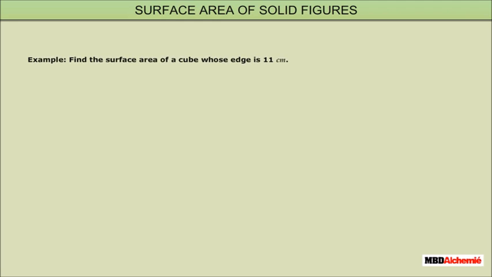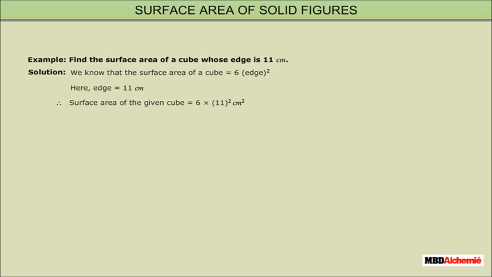Now let us find the surface area of a cube whose edge is 11 cm. Solution. We know that the surface area of a cube is equal to 6 times edge square. Here edge is equal to 11 cm. Therefore, surface area of the given cube is 726 square centimeter.